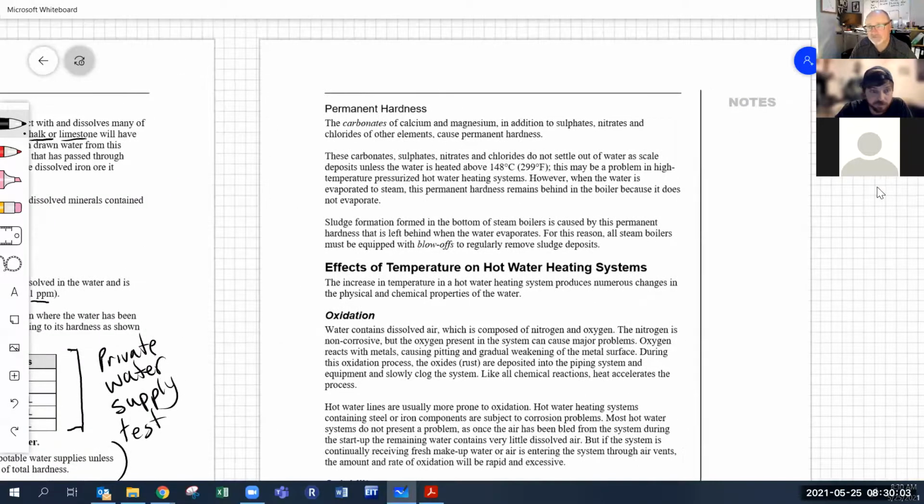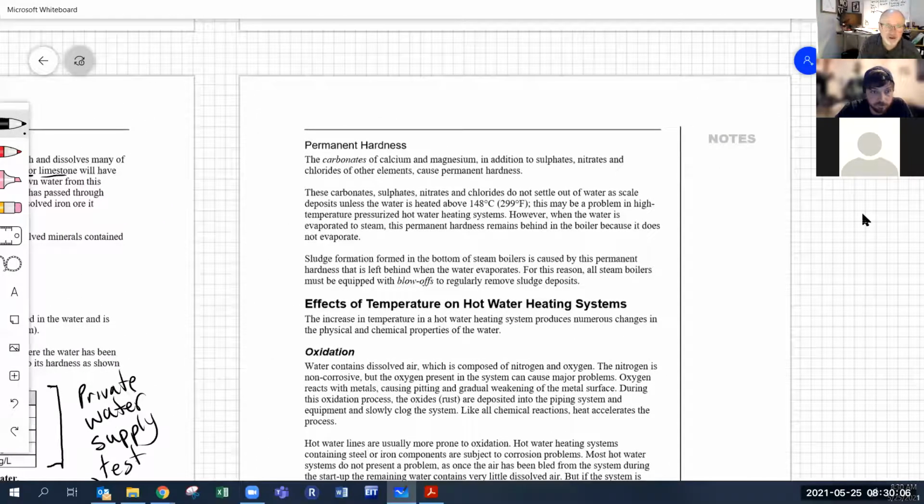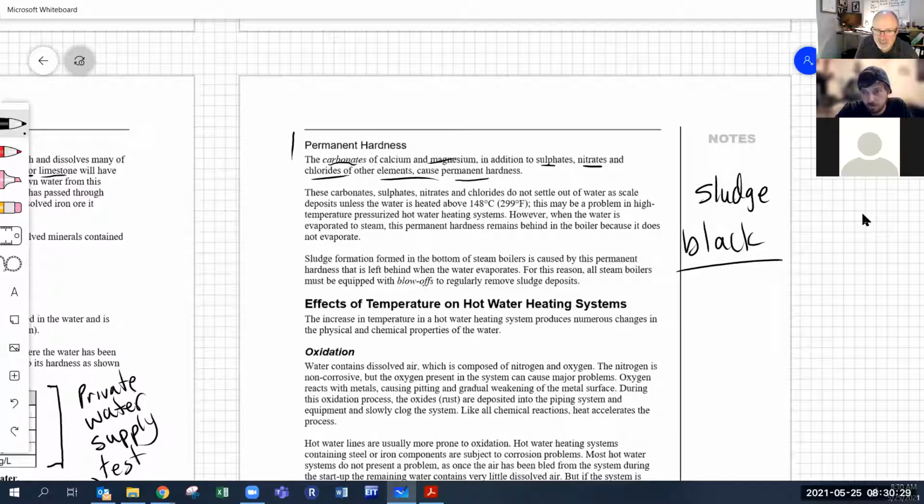It's 100% true. So now permanent hardness: it's the carbonates of calcium and magnesium in addition to sulfates, nitrates, chlorides, and other elements, and that causes permanent hardness. You know the sludge, that black crap that comes out of boilers? This is what it is. For this reason, all steam boilers must be equipped with blow-offs and regularly remove sludge deposits. So this is what permanent hardness is all about.